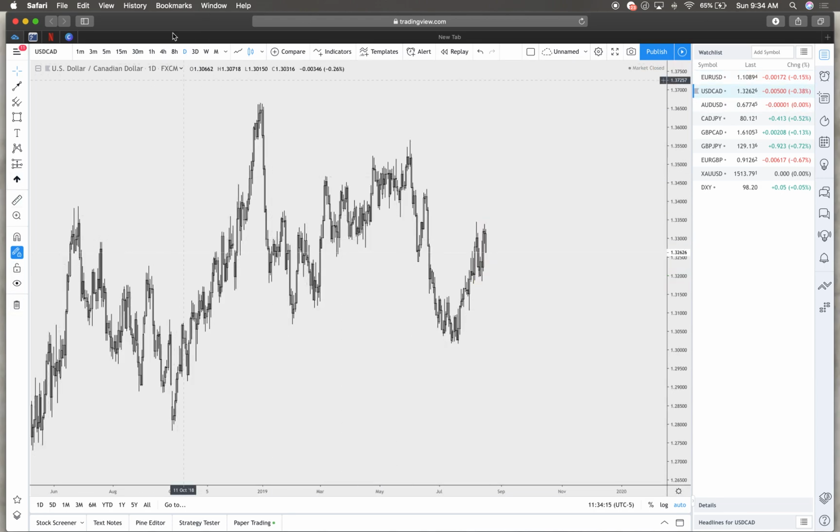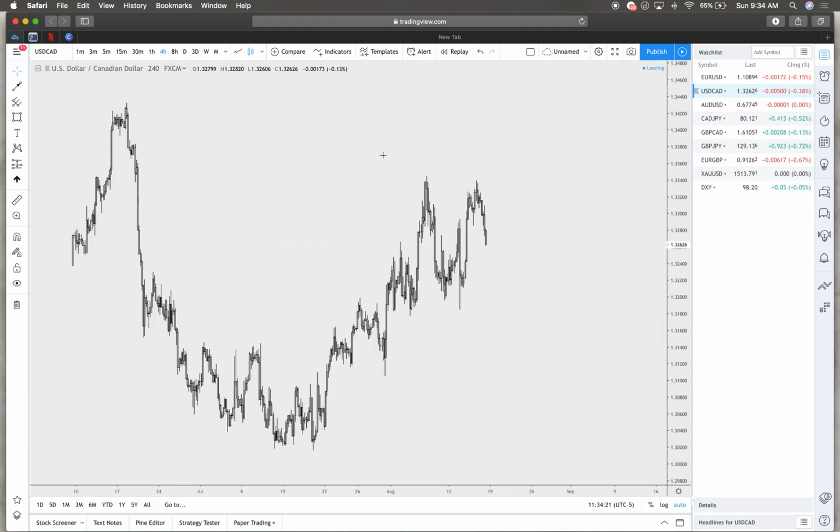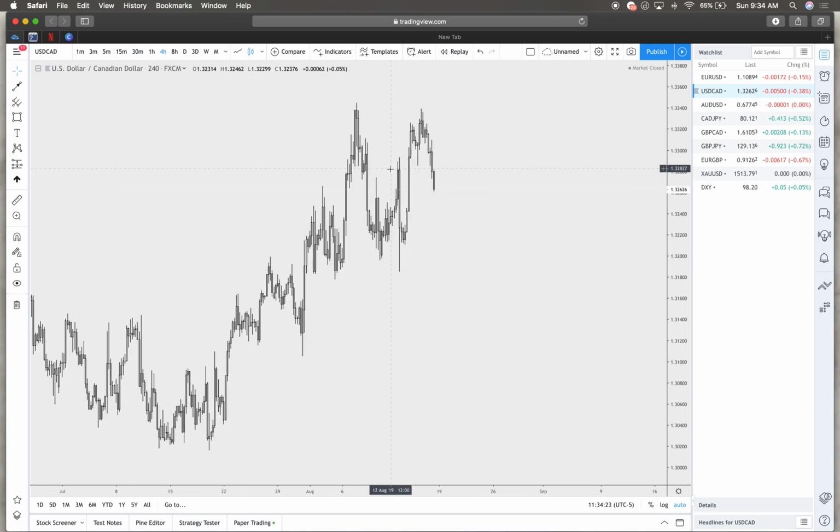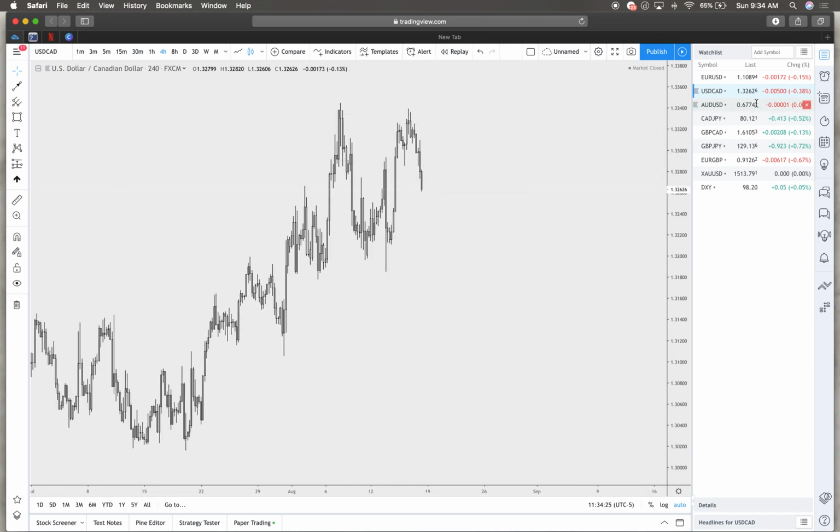Alright, so UCAD was fun this week. Let's break it down from the H4 standpoint. Most of the market movement that happened this week actually happened on the H4 time frame, as this market literally was only moving sideways.